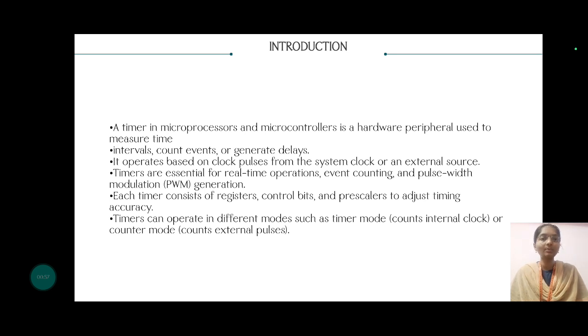Each timer has some important parts like registers, control bits, prescalers to adjust the timing accuracy depending on the task. It can operate in timer mode where it counts internal clock pulses, or counter mode where it counts the external pulses.